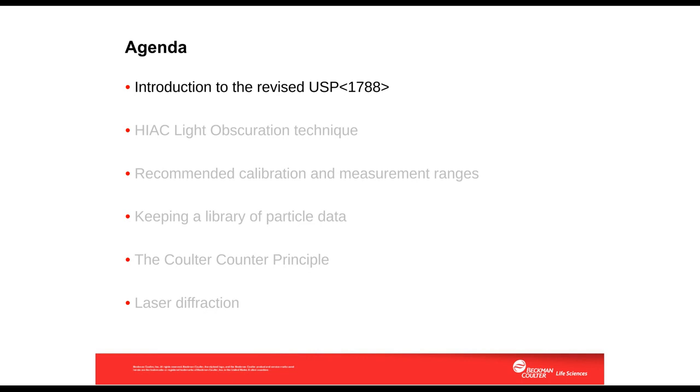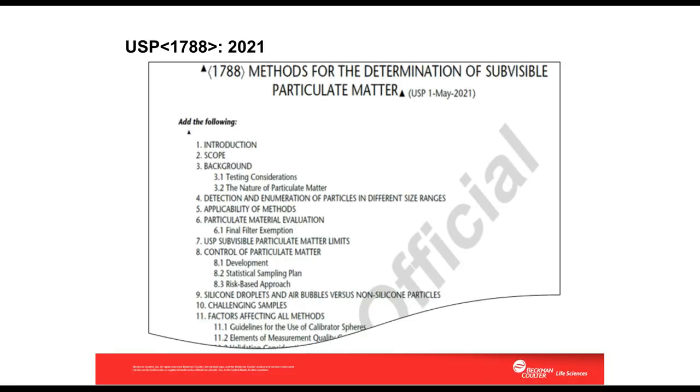So first, let's take an overview of the revised 1788 chapter. The revised 1788 became official on the 1st of May of this year, 2021, and 1788 is, of course, in the 1000 chapters, so it's an informational chapter complementing the chapters 787, 788, 789, and of course, as I mentioned already, 1787.